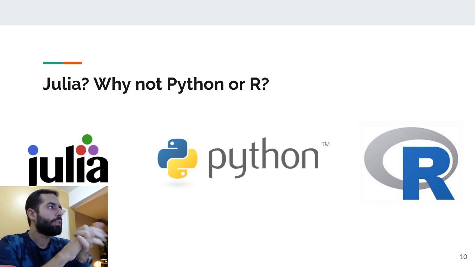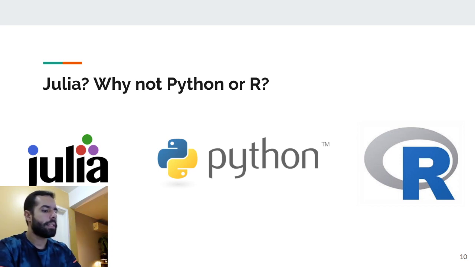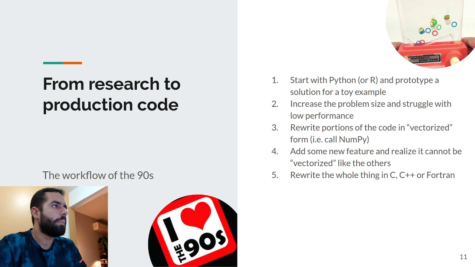I will now move to the second question of this tutorial, which is why Julia and why not Python or R? I get this question a lot, and that's understandable given that Python and R are very popular languages. To address this question, I need to give some background, which is this story that I'm calling the workflow of the 90s, when you want to go from research to production code.